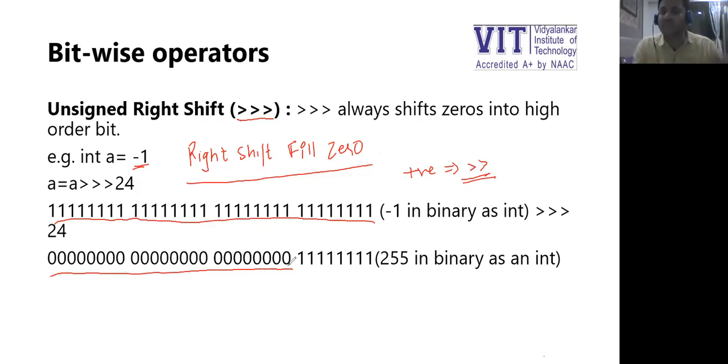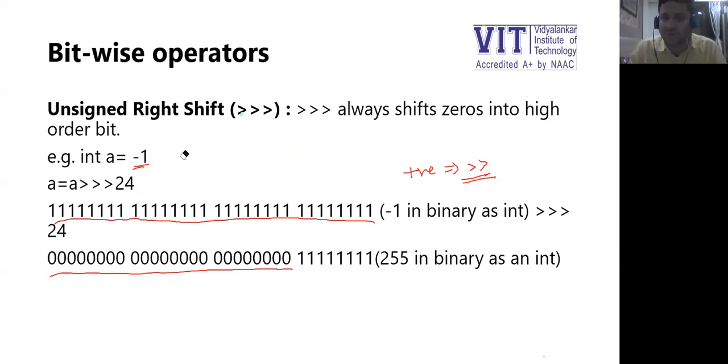And these 24 blank positions on the left side are not filled with 1. Ideally, as we discussed, if the number is positive, it will be filled with 0, and if the number is negative, it will be filled with 1. But when it is unsigned right shift, even though the number is negative, it will be filled with 0, so that the negative number can get converted into a big positive number. So this is unsigned right shift. This was not supported in C and C++, so this is one difference in operators that you studied in Java.